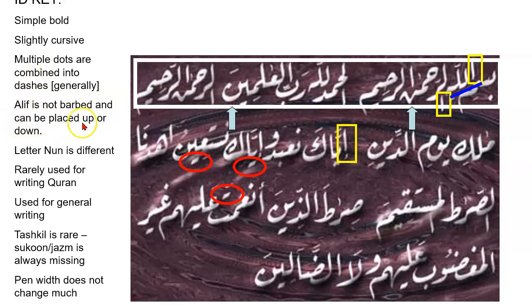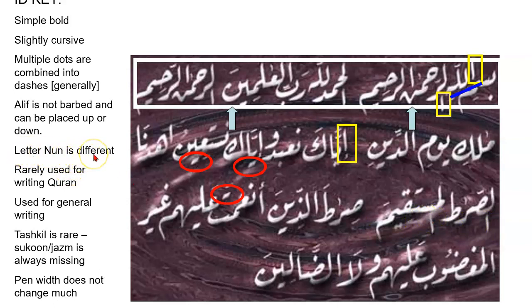Alif is not barbed and can be placed up or down. Sometimes the Alif you'll find in Ar-Rahman is right there. Bismillah, Allah: Alif is right up top. Alif is at the bottom. Alif is at the top. You see that? So the placement of Alif could be here because you want to conserve the space.